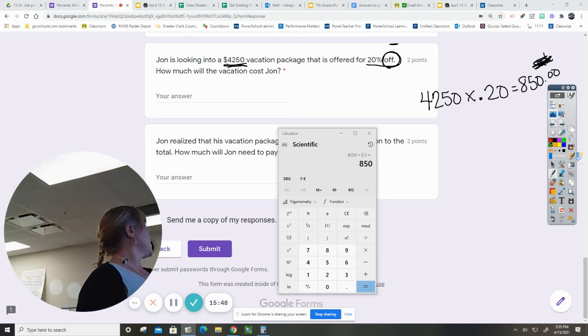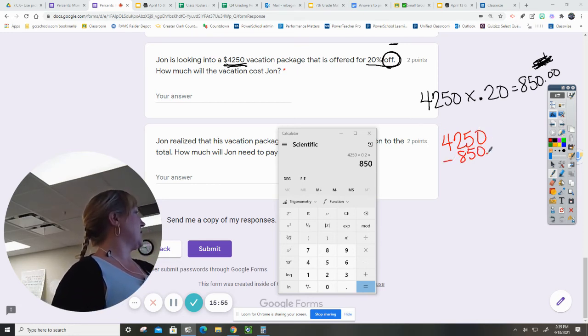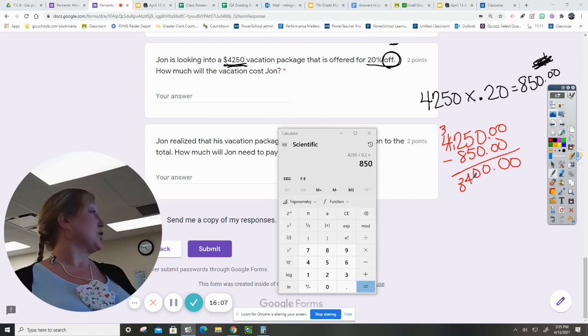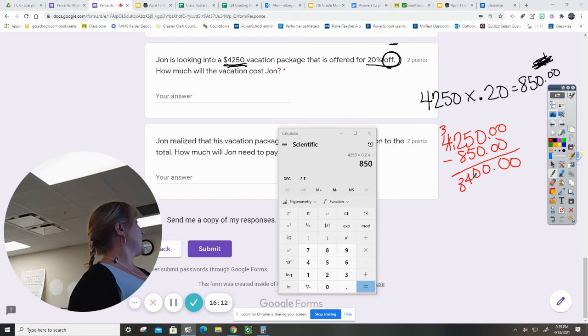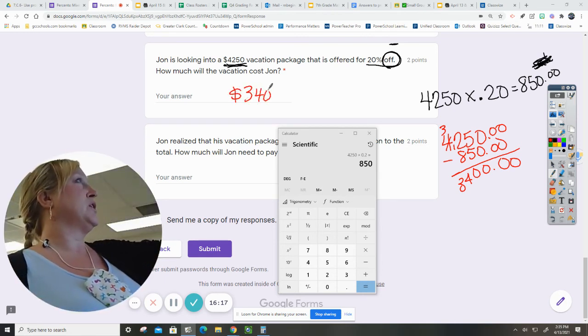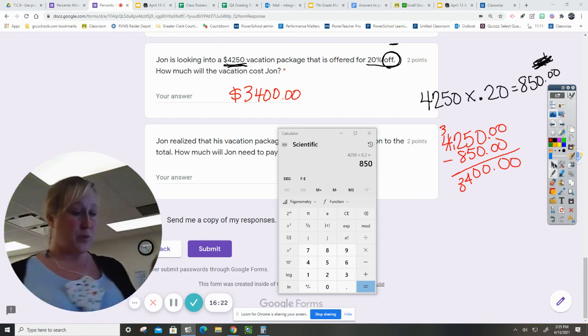So now step 2 means 4,250, the price of the vacation, subtracts the $850. 5 minus 5 is 0. So 34. Okay, his $4,000 vacation turned into a $3,000 vacation. It's pretty nice. So the answer that you're going to type in up here is 3,400. Make sure to include the zeros because it's what it's told you to do on every other problem.